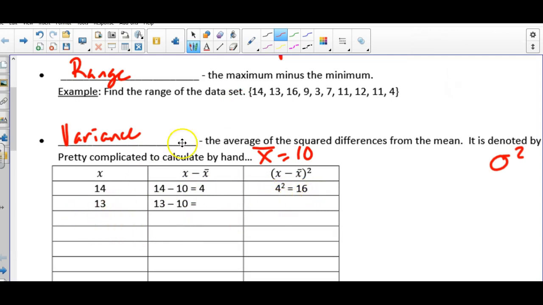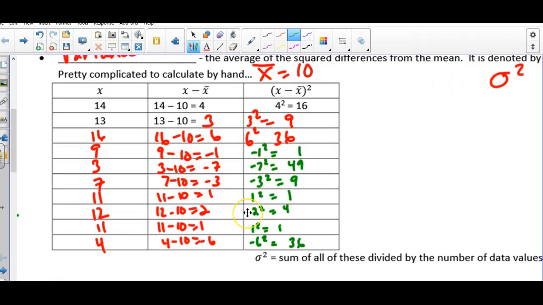Then I'll continue with every data point in this set. So you go 13. 13 minus 10 is 3. 3 squared is 9. Then you would do the next value, which is 16. 16 minus 10 is 6. 6 squared is 36. And you would continue this process like so. It would all look like this.